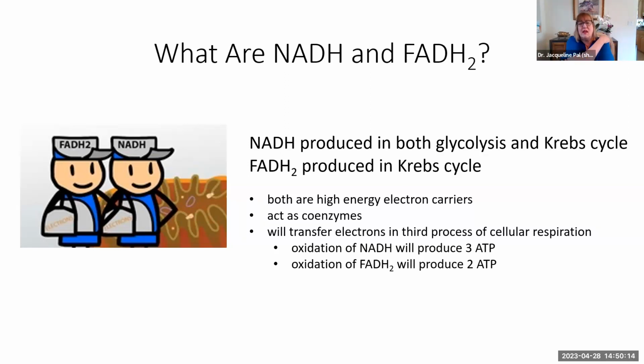So by now you must be asking, what on earth are NADH and FADH₂? Well, they have names. You don't have to know what they are, but realize that NADH was made in both glycolysis and the Krebs cycle, but the FADH₂ was only made in the Krebs cycle. And as I said, both of these molecules like to carry a bunch of electrons. Basically, they're going to be acting like a coenzyme. And in the third process of cellular respiration, the electron transport chain, they're going to be oxidized, and NADH is going to make 3 ATP, and each molecule of FADH₂ is going to make 2 ATP, and I'll show you why that is shortly.